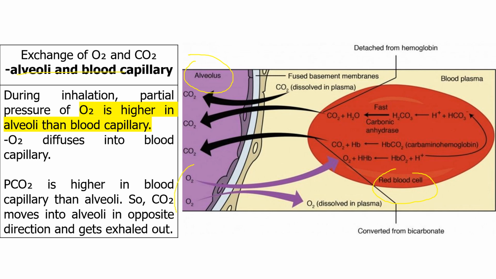The partial pressure of oxygen is higher in the alveoli compared to the blood capillaries, so the oxygen will diffuse out into the blood capillary, and at the same time, partial pressure of carbon dioxide is higher in blood capillaries. Too much carbon dioxide. So this carbon dioxide will move into alveolus in the opposite direction and gets exhaled out.